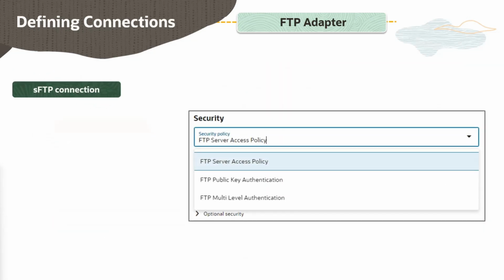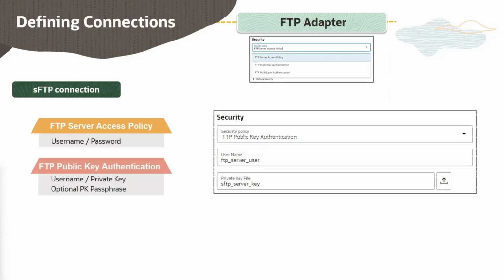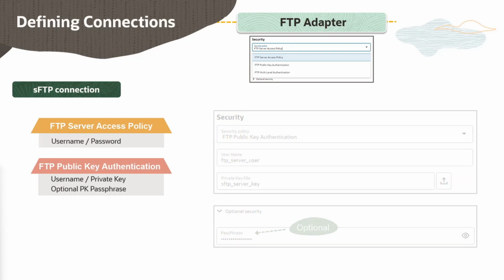For secure FTP protocol connections, you can choose to use any of these three security policies. So instead of just username and password, the public key authentication policy connects to the secure FTP server using the public host key you uploaded in the optional connection properties section. You still provide a username, but instead of a password, you upload the private key file. Then in the optional security section, you'll need to provide the passphrase if the private key is encrypted.